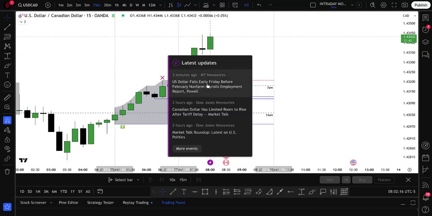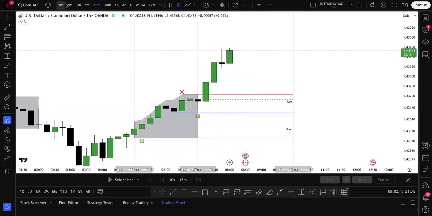Let's say U.S. dollar falls early Friday before February non-farm payroll employment report, Powell. Canadian dollar has limited room to rise after tariff delays. See, the tariffs are definitely impacting the market, and the tariffs are not going to be good on the consumers. The tariffs are going to be something the consumers pay for. Sadly to say, prices will be going up. So, market talk roundup, latest on U.S. politics. Whatever.